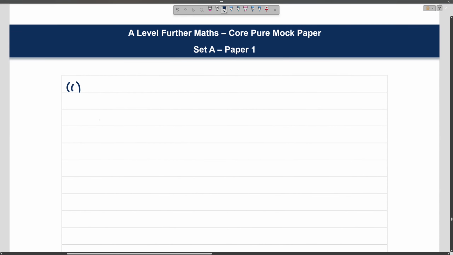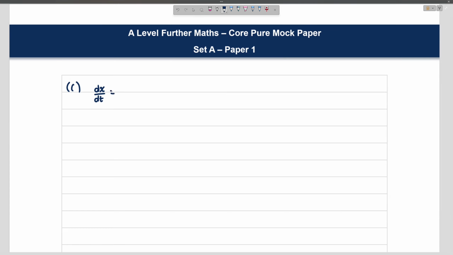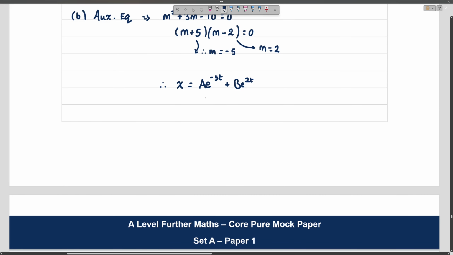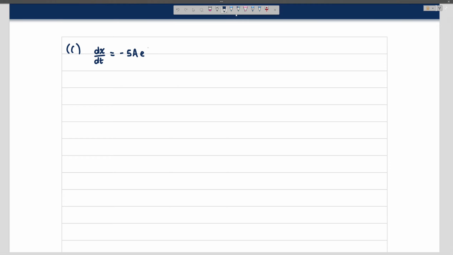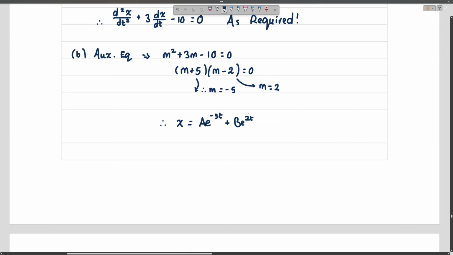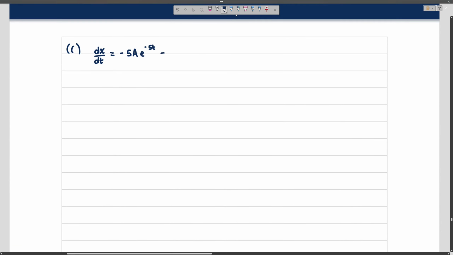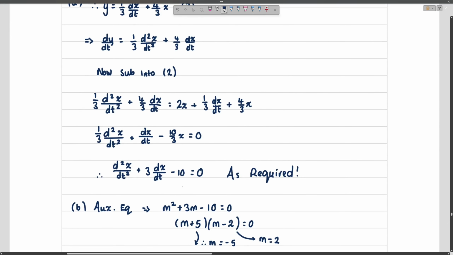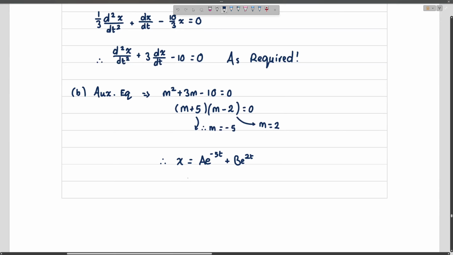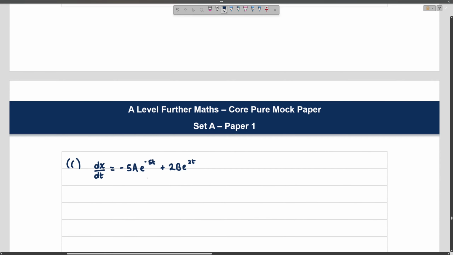So if we differentiate x here, what do we get then? So dx by dt here, hopefully nice and straightforward then. So I'm just differentiating x here with respect to t. So that's going to be minus 5a e to the minus 5t, and then for the second term here, that's going to be 2b e to the 2t. Okay, so plus 2b e to the 2t there. Now like we said then, let's just substitute this into equation 3 here, where x is equal to this, and dx by dt is this here.